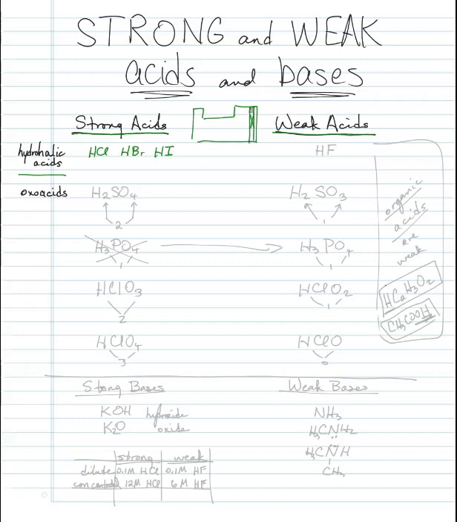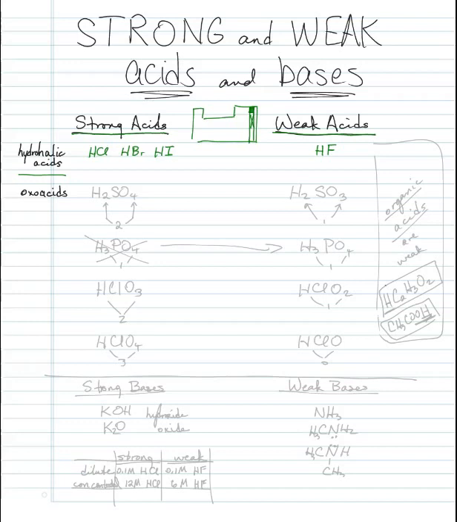Okay, all of the hydrohalic acids are strong, except for the very top one, hydrofluoric. So if you look up here, the very top halogen, fluorine, that's a weak acid, HF, hydrofluoric acid. The rest of them are strong. So not much of a rule, but hey, it helps a little bit.